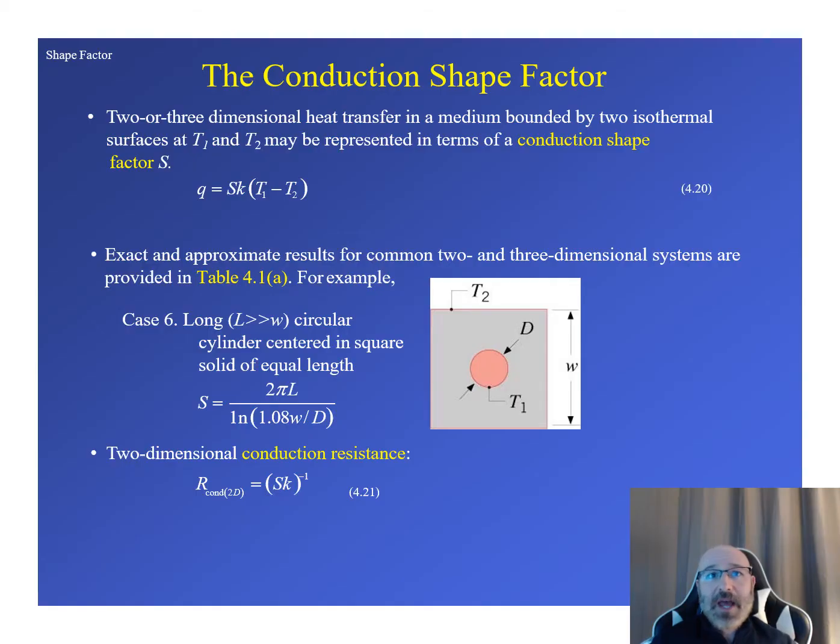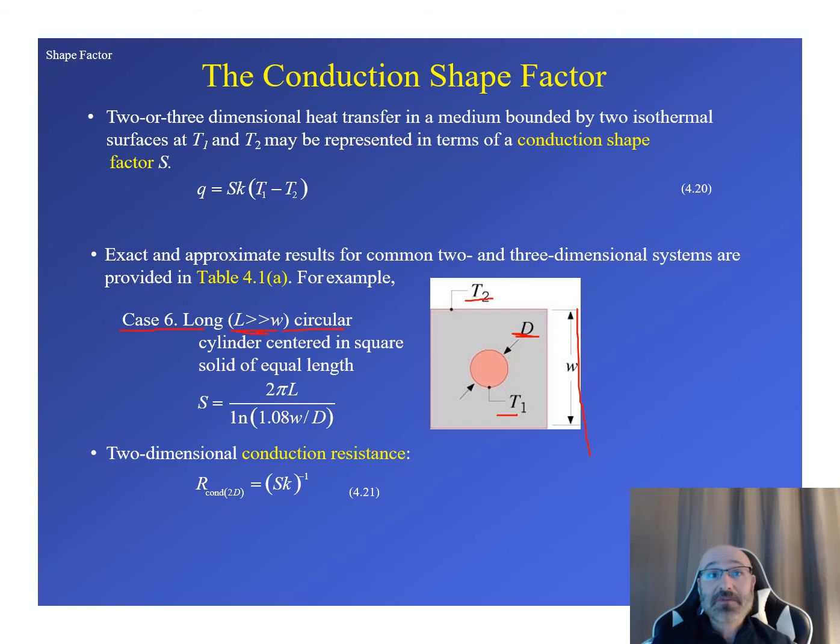So let's just say we did have a problem right here, and we had this case that's related to case 6. So we have a long circular cylinder centered in a square solid of equal length. There's our equal length of W, there's our diameter D of our cylinder, and it's going to be long, which means the L is much longer than our W. There's our T1 and our T2 temperatures.